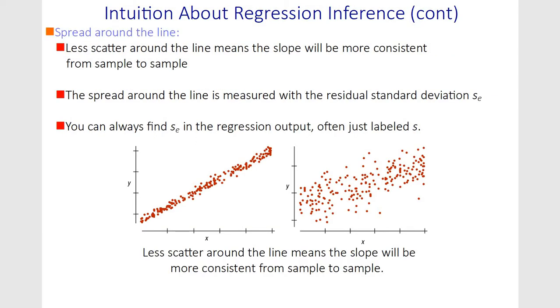All right, so let's talk about the spread around the line. So basically the scatter. Less scatter means the slope will be more consistent. See how this one has less movement around the line? That slope will be more consistent. It doesn't matter which points I take, I'll roughly get the same slope. Over here, depending on which samples I choose, my slope can vary because there's more wiggle room, right? Think of it like that.